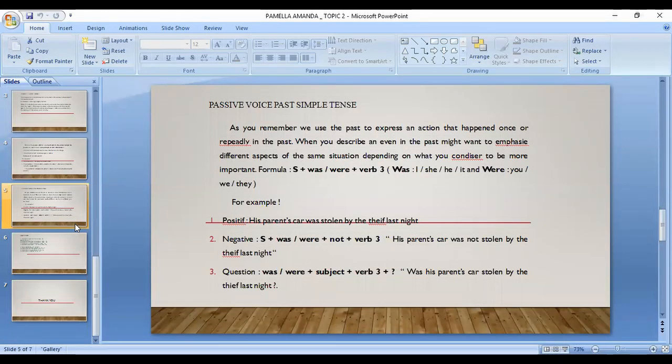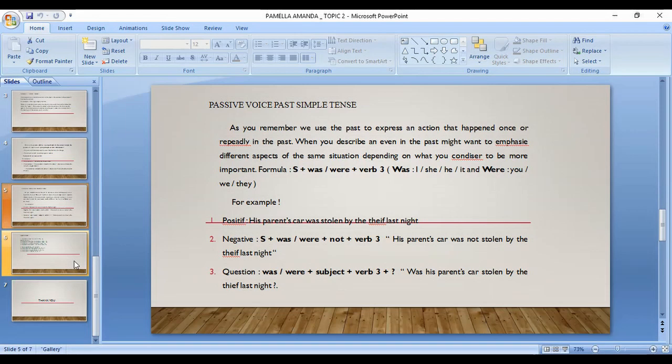Use the past passive to express an action that happened once or repeatedly, to describe an event in the past, and to emphasize different aspects of the same situation depending on what you consider to be more important. Formula: subject plus was or were plus verb 3. Was for I, she, he, it; were for we, you, and they.